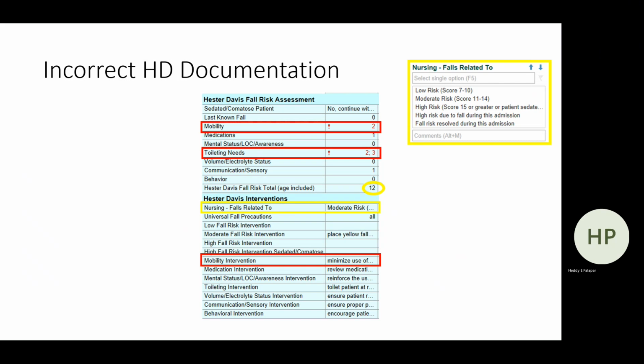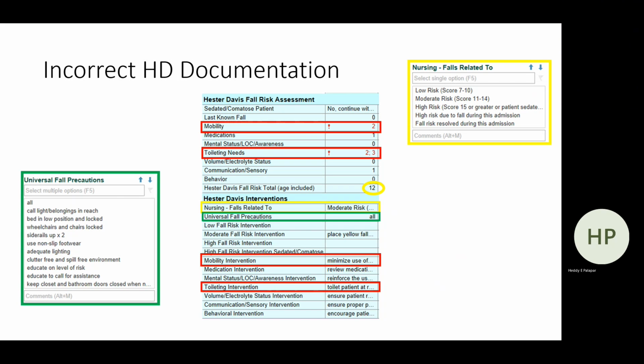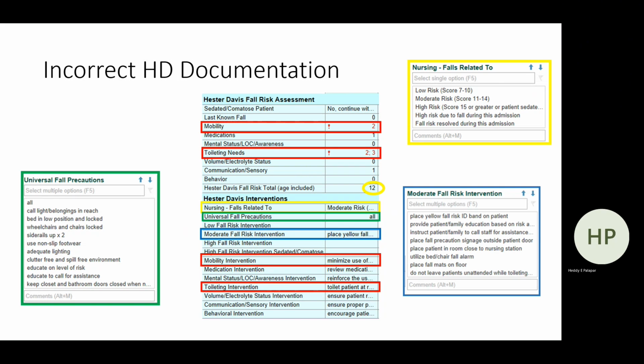Assessment-specific interventions where the patient scored high, universal precautions, and moderate fall risk interventions. The documentation in purple demonstrates that this documentation is incorrect.